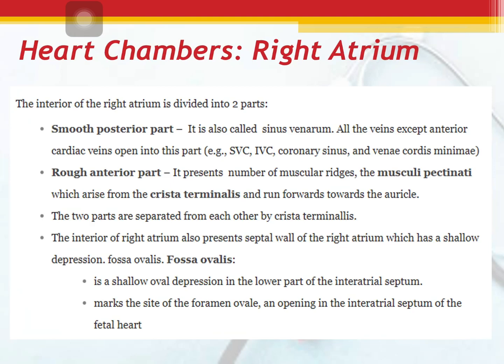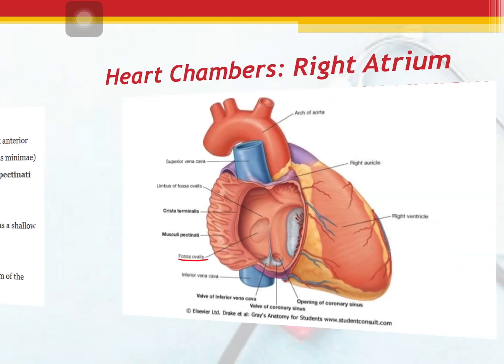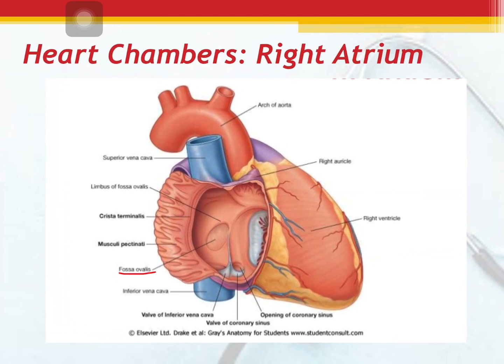The interior of the right atrium also presents a septal wall, which has a shallow depression called the fossa ovalis. This fossa ovalis is a shallow oval depression in the lower part of the interatrial septum, and it marks the site of the foramen ovale, which is an opening in the interatrial septum of the fetal heart.